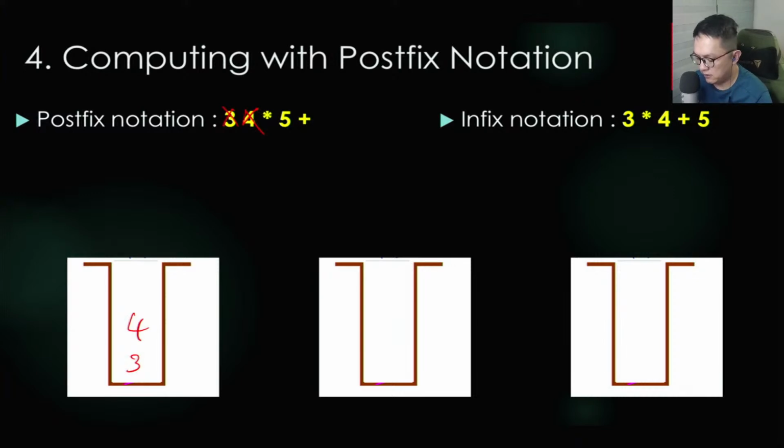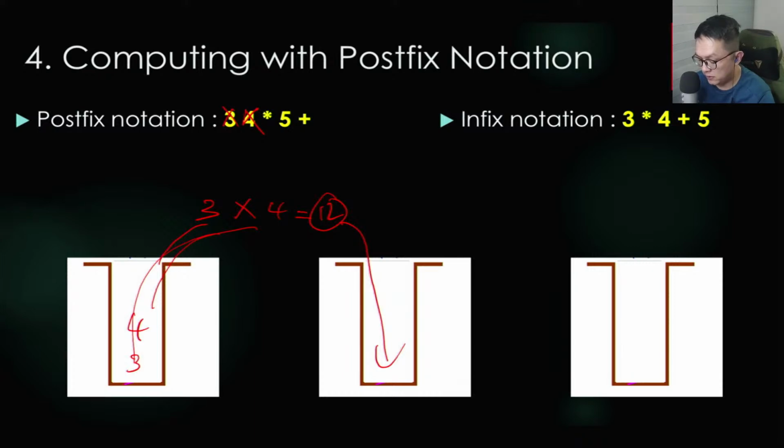The moment you see an operator here, which is times, let's start to pop things out. The first one I pop out is the second operand, so 4 will come out first, then 3 will come out next. So this is 3 times 4, which equals 12. Once I have the result for this operation, I push it into the stack. Right now the stack is empty, so I just push it in. 12 is in now.